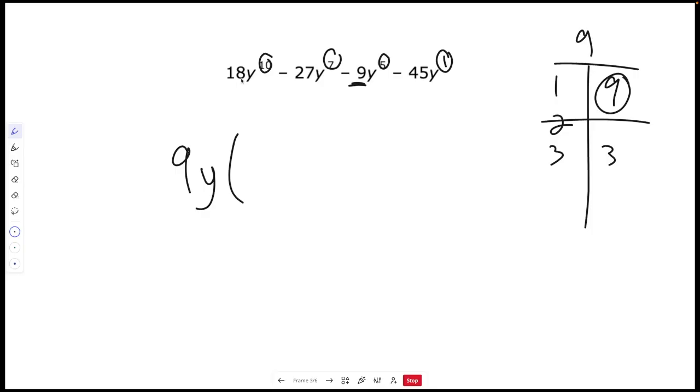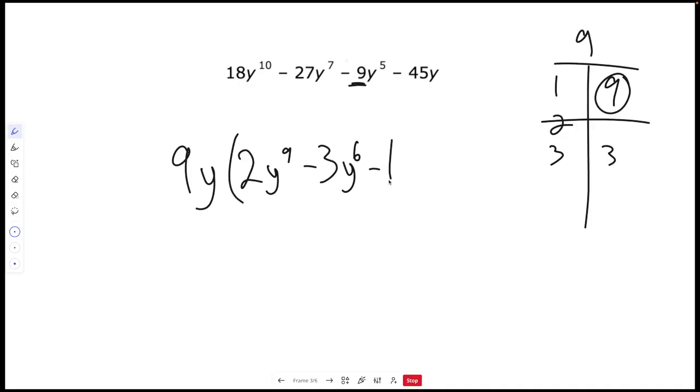So again, 18 divided by 9 is 2. We had y to the 10th, and we took 1y out, right? Y to the 1 is what we're taking out. So now we have y to the 9th. And now we repeat the process. 27 divided by 9 is 3. We take 1y away from the 7. That gives us y to the 6th. And so on down the line.